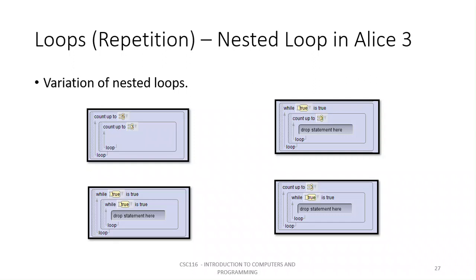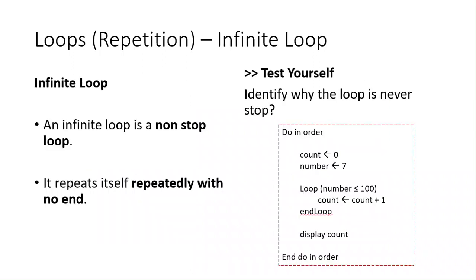Next is infinite loop. What is infinite loop? Infinite loop is a non-stop loop. Maksudnya loop tu tidak akan berhenti sampai bila-bila. It repeats itself repeatedly with no end. Test yourself. Let's look at this example. Why the loop is never stop. So kita tengok kenapa dikatakan loop ni tidak akan berhenti selama-lamanya.